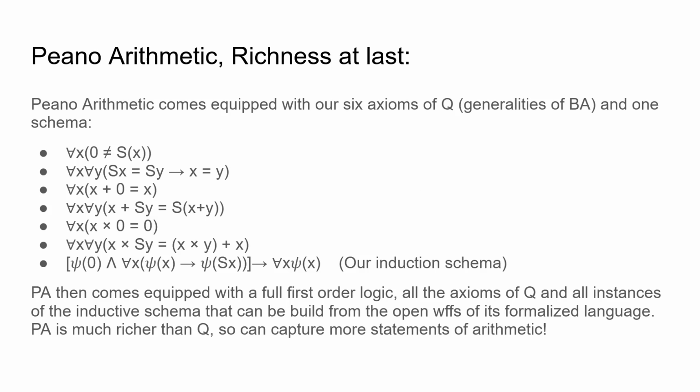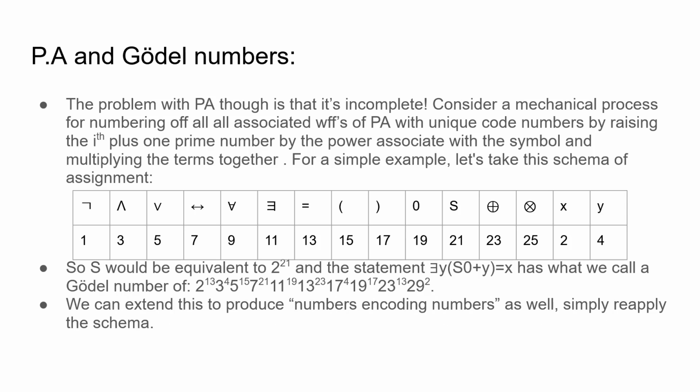Richness at last. So Peano arithmetic is going to come equipped with our 6 axioms of Q and 1 induction schema. And this is really good because it comes equipped with our full first-order logic, and we can finally deal with open wffs in the formalized language. It's just much richer than Q, and so can capture more statements of arithmetic. However, PA can be shown, using what's called Gödel numbers, to be itself incomplete.